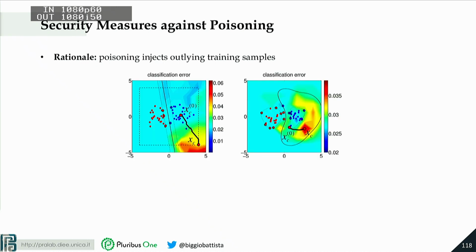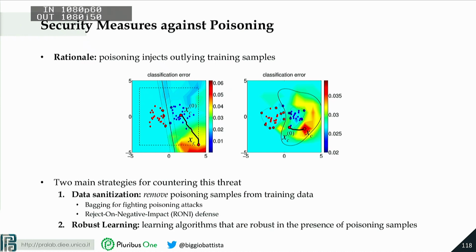So if you inject a training point which is similar to the other ones, you will not change the decision function very much, right? So you have to inject things which are different from the rest of the training set. And for this, as you can see here, the red point is very far from the class of red points, and the same here. So this lets us think that it's easier to detect these kinds of attacks, by using this idea that they are outliers with respect to the training data.